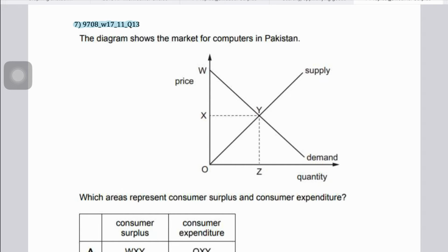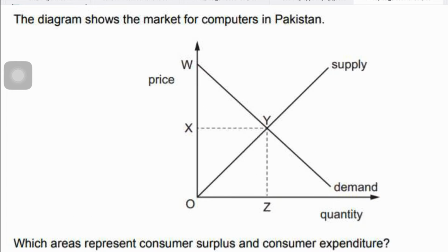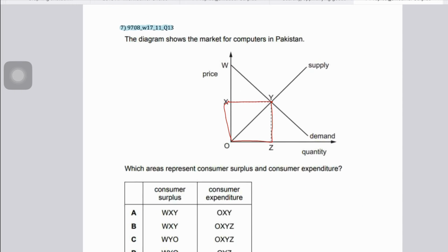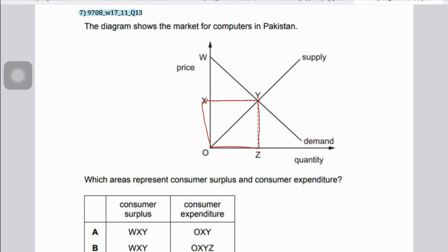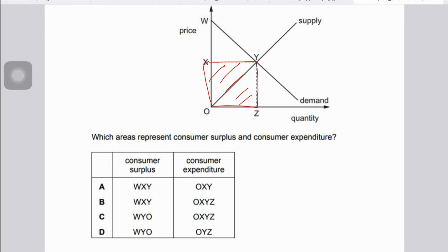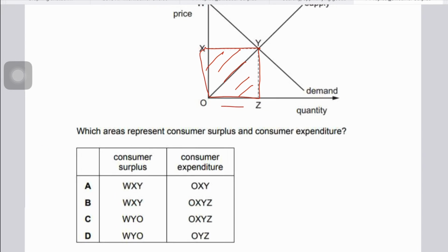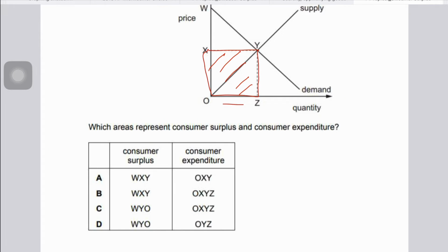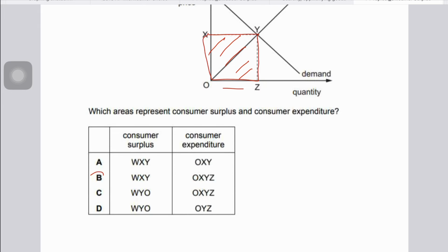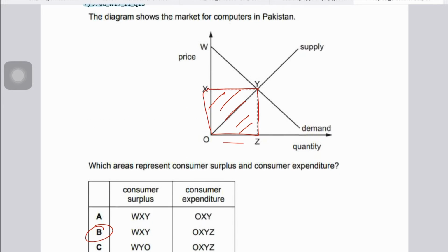So if X is the price, then the consumer surplus would be the triangle WXY, while consumer expenditure is simply price times quantity. So this box would be the consumer expenditure. This area reflects the expenditure done simply to buy OZ units, so OXYZ is the consumer expenditure, while WXY is your consumer surplus. So B is the answer.